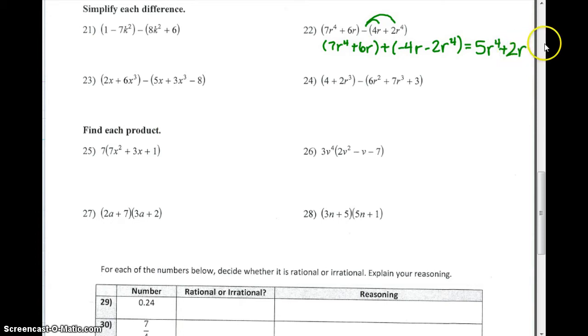Okay? Now, be careful on problems like this when you distribute the negative. Make sure you distribute it to every term.